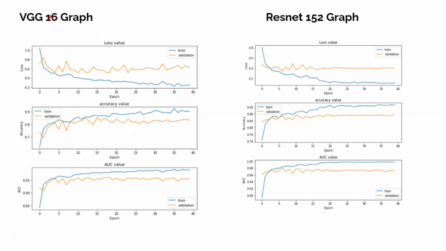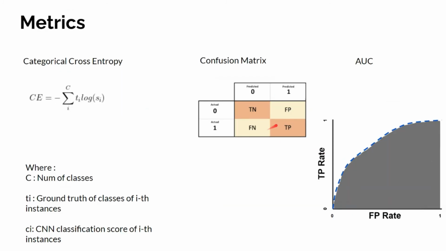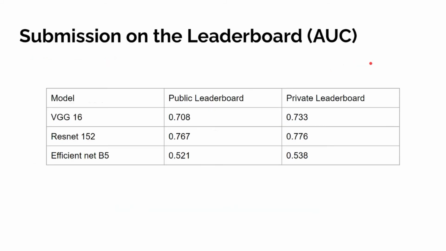So this is our training graph for VGG16, ResNet, and also EfficientNet. Actually, I don't expect EfficientNet to perform worse than ResNet, but I still expect ResNet to be better than VGG. At the end of our training, we compare it to the Kaggle leaderboard and submit it to Kaggle. This is the method that we use. We are using categorical cross entropy, confusion matrix, and also AUC, or area under the curve. Unfortunately, the Kaggle leaderboard only counts the AUC for us. So this is the result of the submission.